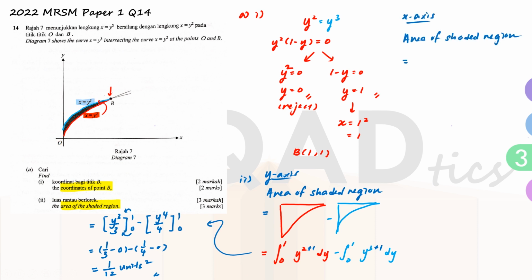So the x-axis way will be the same thing. We need to find the equation which is further away from the x-axis, which is the blue equation. So I will find its area under the curve, which is our big shape.